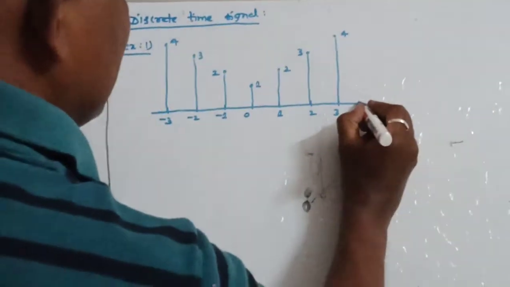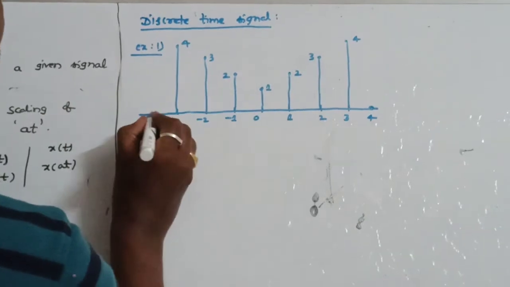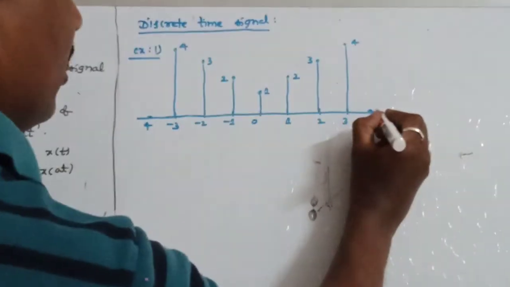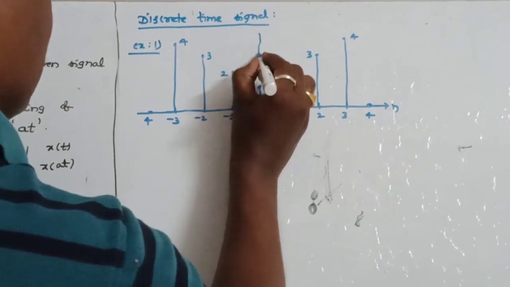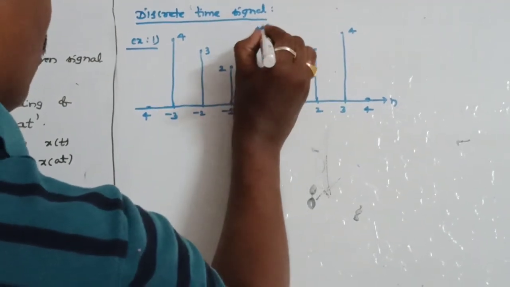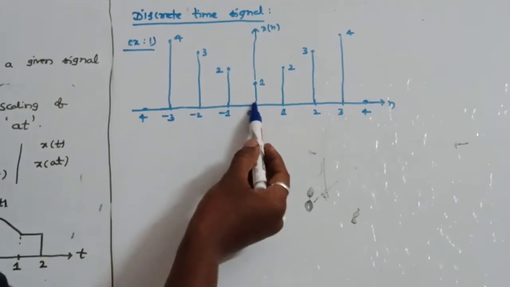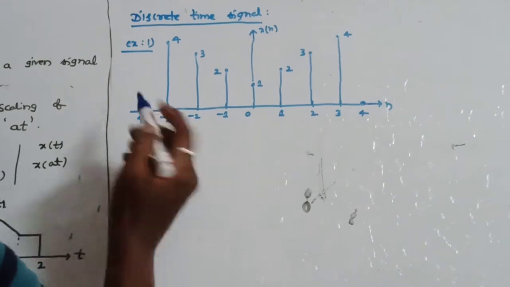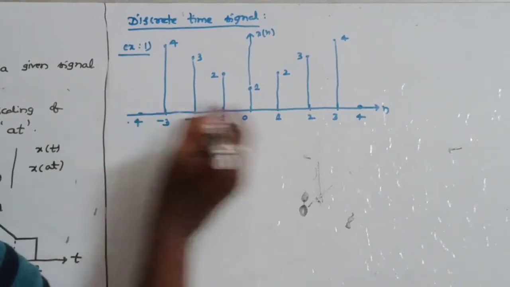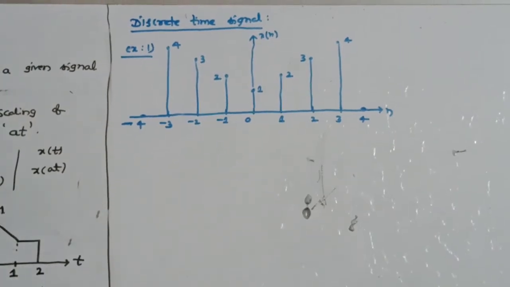At n equal to 4, the sample value is 0. So this is n, and this is x of n. This is the given sample. There are 1, 2, 3, 4, 5, 6, 7 samples from minus 3 to 3. From plus 4 and minus 4 onwards, the samples are 0. So this is the given question.